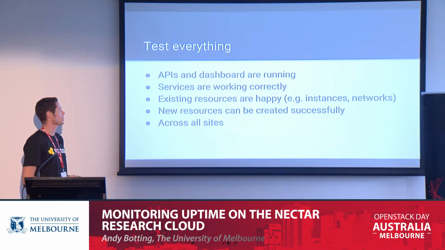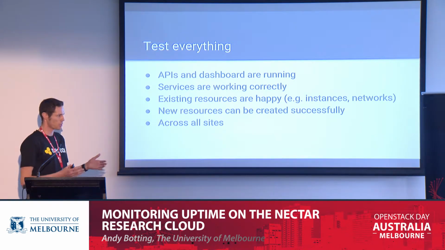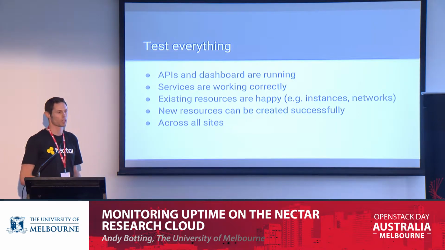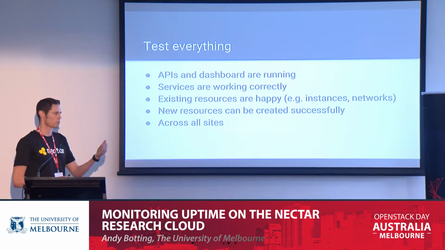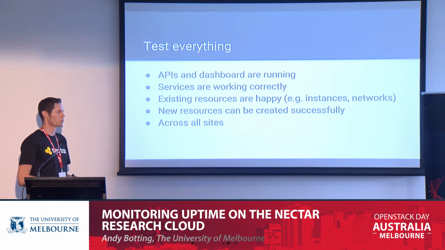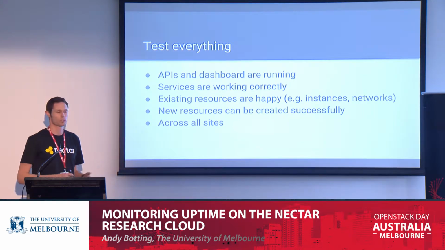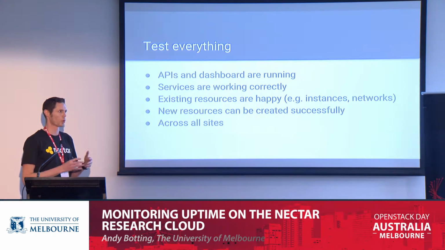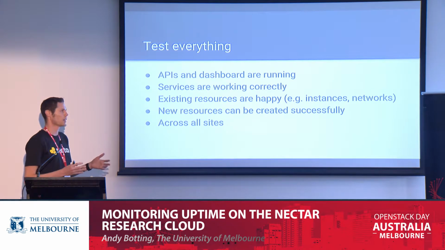So our strategy is we try and test everything. Because there's so much complexity in OpenStack, and those who run OpenStack clouds and even the OpenStack Foundation recognise that there is a lot of complexity within OpenStack. You really need to try and test all the components so that when you do have failures, you can more quickly pinpoint the problem and limit your downtime.